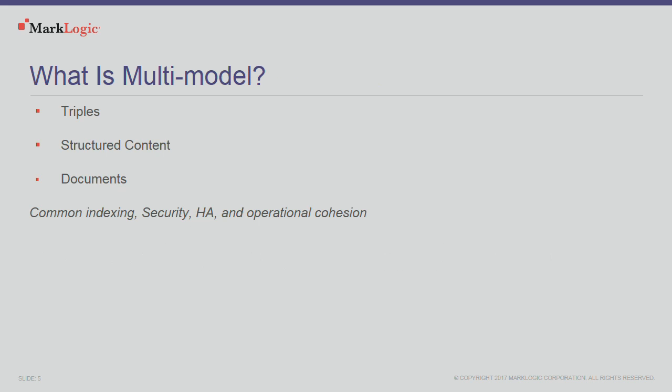So multi-model is in the title of this presentation. So what do we mean by multi-model? With multi-model, we usually are referring to a data store that can handle triples, documents, and some structured content, which might be tables or even structured documents. And it gives you this kind of operational cohesion, so you can do your security, your HA, and your other operational concerns can be handled with one component.